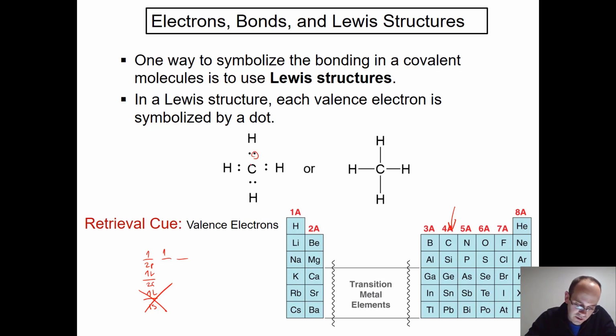So here's a valence electron, here's a valence electron, here's one, here's one, here's one, here's one, right? 8 valence electrons, in this case, 8 electrons around that carbon. And what the Lewis structure does is show us where each one of those electrons are. So in this case, this carbon is sharing an electron with this hydrogen. And that shared pair of electrons between the carbon and the hydrogen makes a covalent bond.